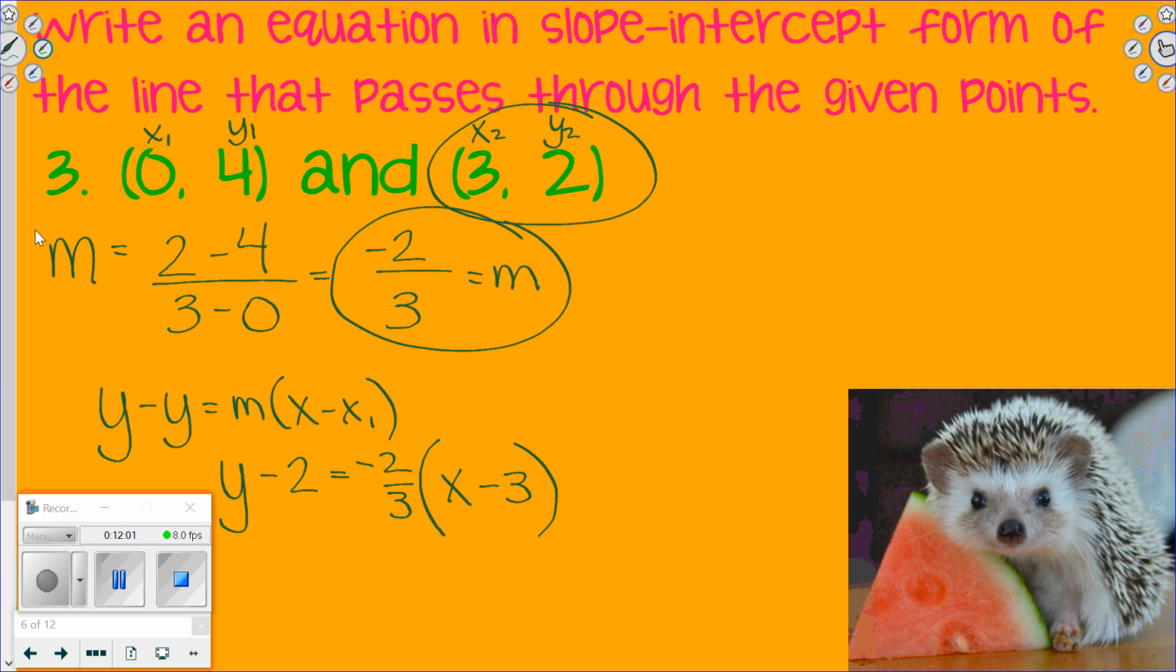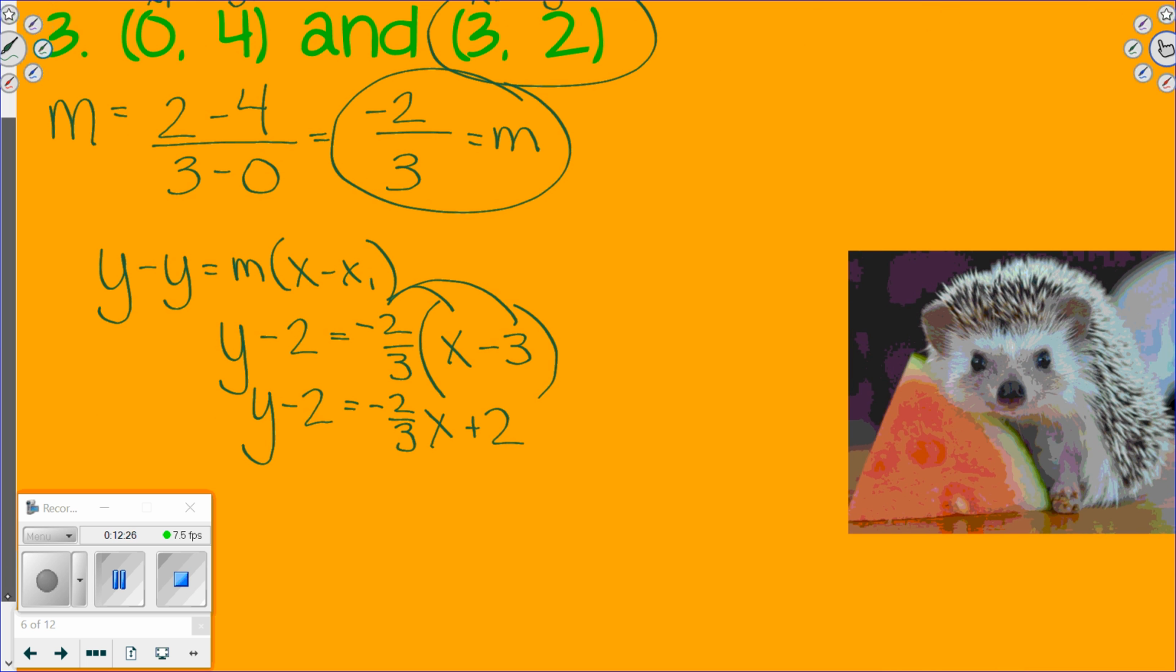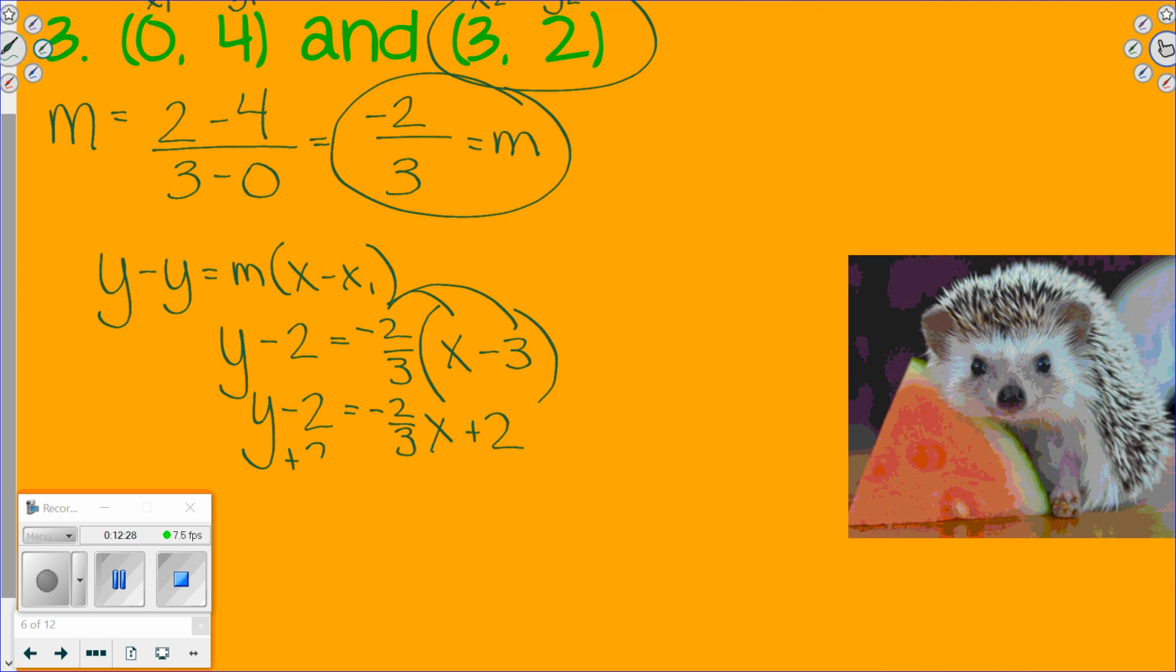All right, and then we distribute. So y minus 2, we get negative 2/3 x. Negative 2/3 times negative 3 is positive 2. We have 2 negatives that we're multiplying, which makes that positive 2. And then to get y by itself, we add 2. So y equals negative 2/3 x plus 4.